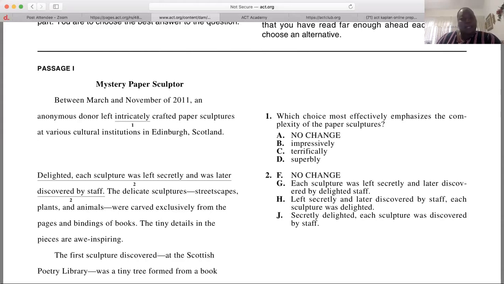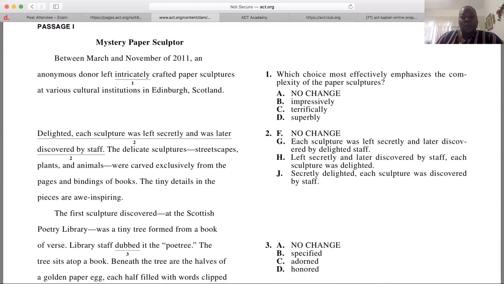So we'll take a second right now, and at the end of this session, we'll go over the answers. But I'll give you a couple of minutes to answer number 1 through 3. So read the question, look at the underlined portions, and make a determination. If an underlined portion is correct, you will put no change. If it is not, you will put the correct answer.